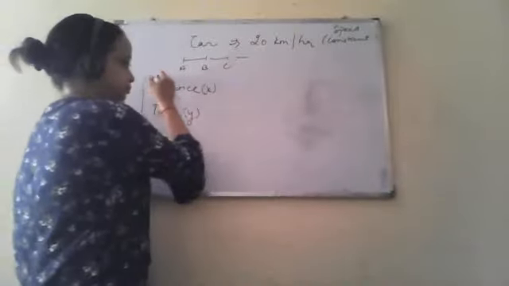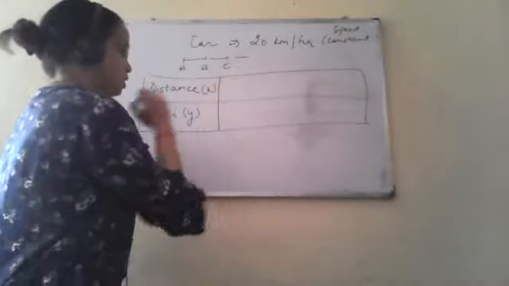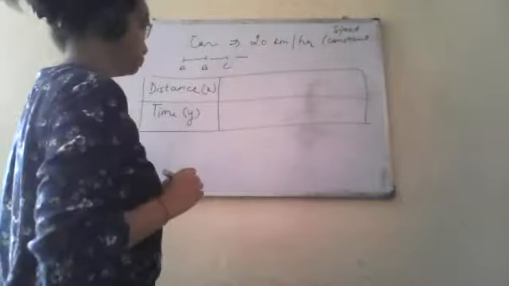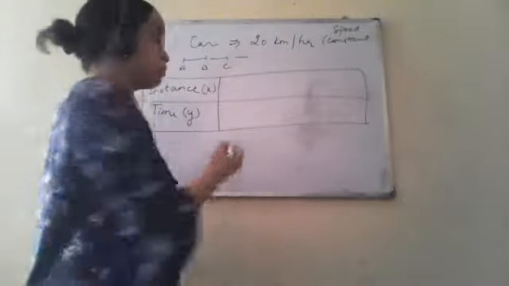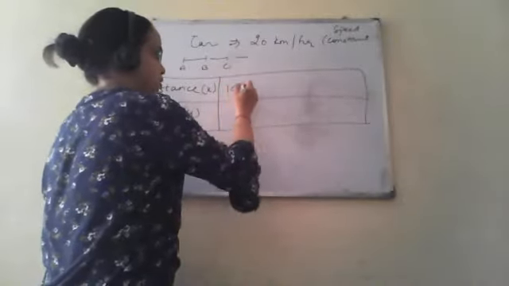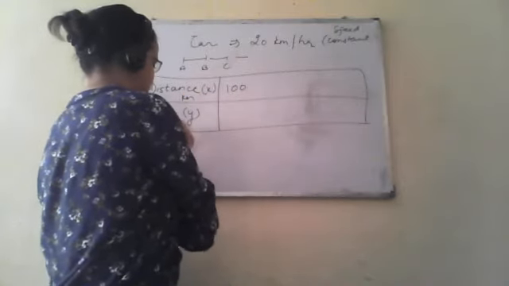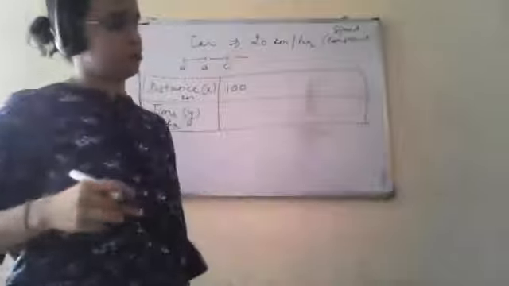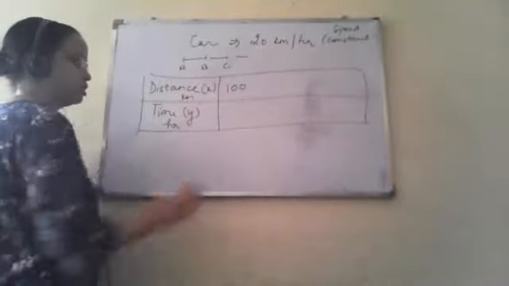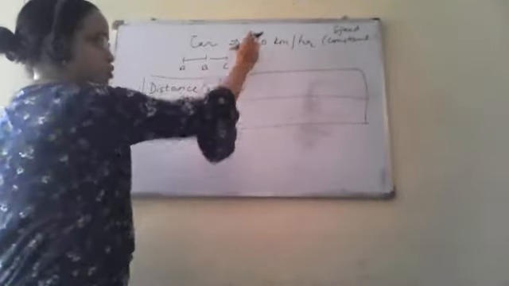Now suppose we have to cover 100 km. Distance is always in kilometers and time we are taking in hours, since we have taken the speed in kilometers per hour. Suppose we have to cover 100 km and the speed is 20 km per hour.